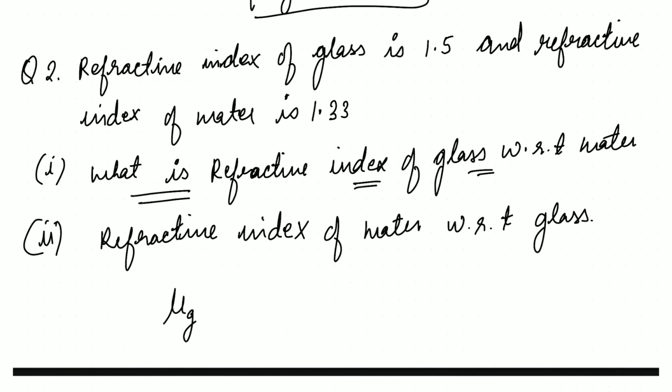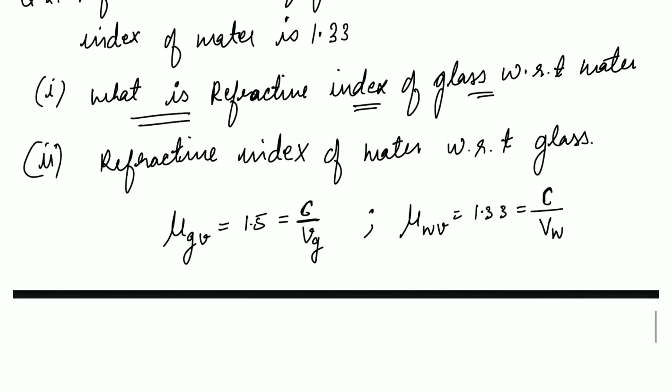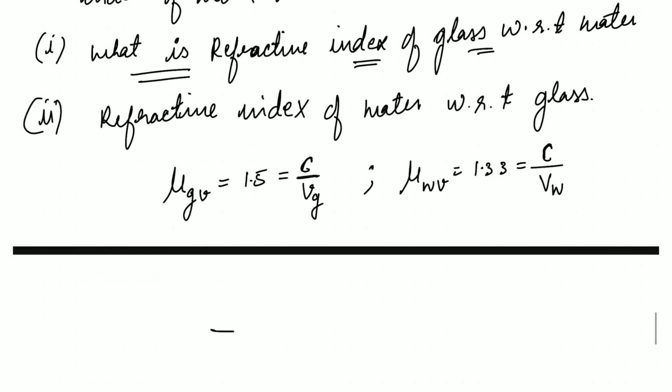So the refractive index of glass is given to us, and this is with respect to vacuum, and that is 1.5, and this can also be written as the speed of light in vacuum upon the speed of light in glass. Let's say the speed of light in glass is Vg, right? Okay, all right. Next, the refractive index of water with respect to vacuum is given to you, that is 1.33, and that is also equal to the speed of light in vacuum upon the speed of light in water. Yes or no?